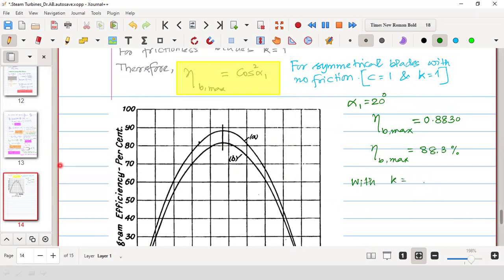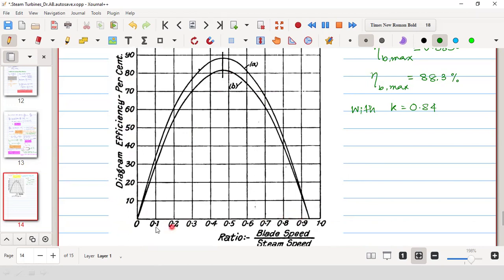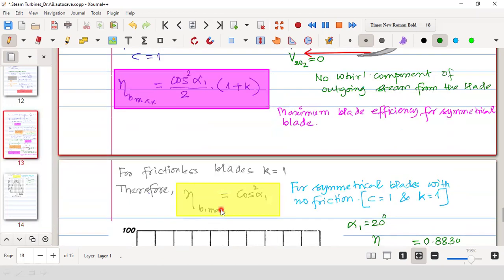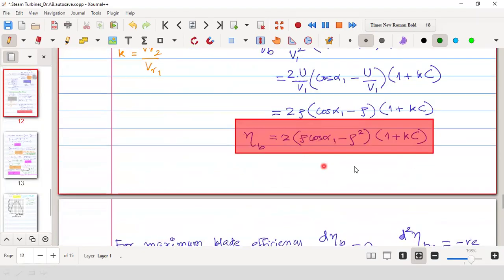With, say, K is equal to 0.84, you can take a value. Okay, that is one thing. Another thing is, what is the nature of this curve? This is a parabolic curve. You see that this is the diagram efficiency, or the blade efficiency, and the x-axis is showing the blade speed ratio. So here you can check that this is truly a parabolic curve. This is the equation of a parabola that you can see.